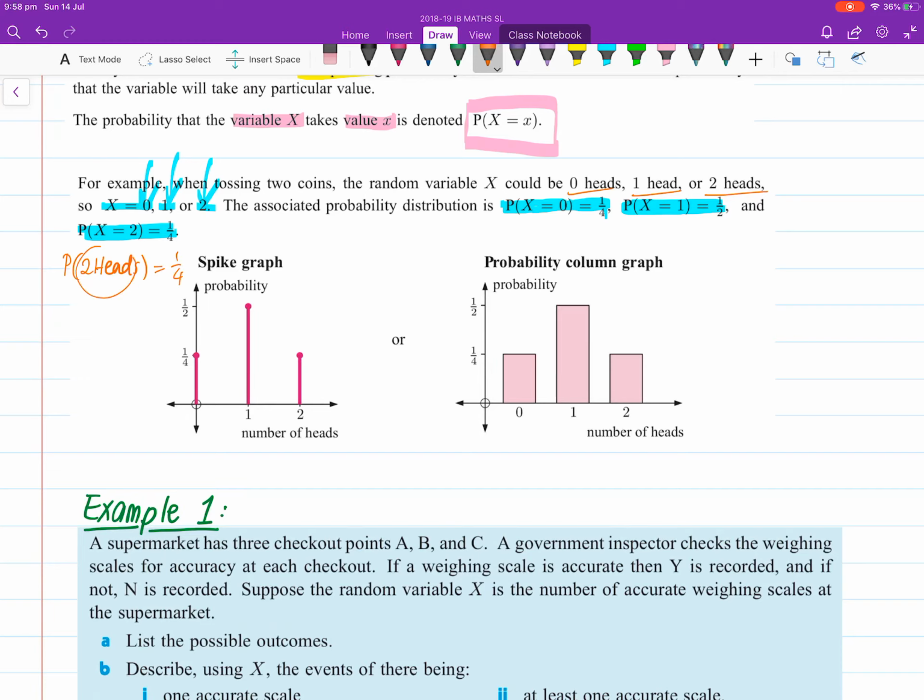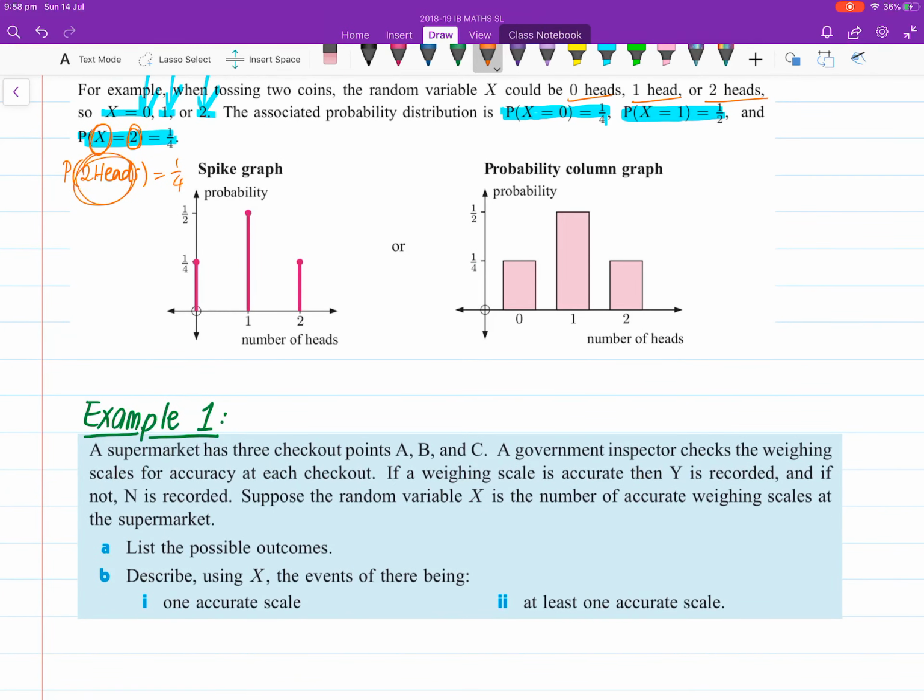Instead of writing all this mess every time, we're just saying an X is just this general notation for the event that we want, and then the number actually represents how many of those. Does that make sense?